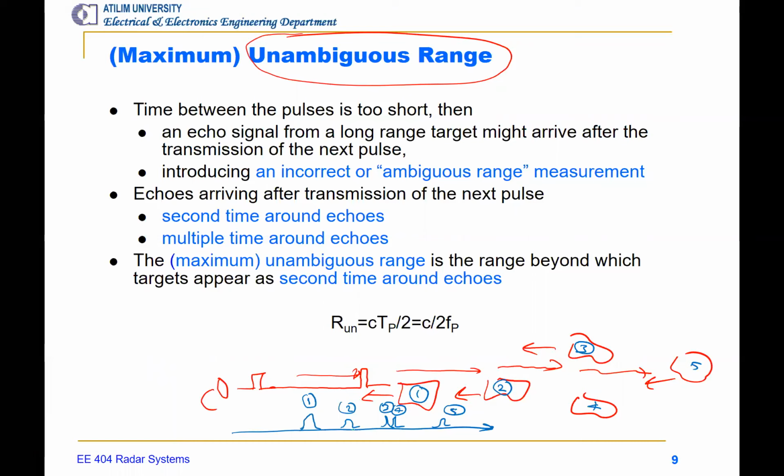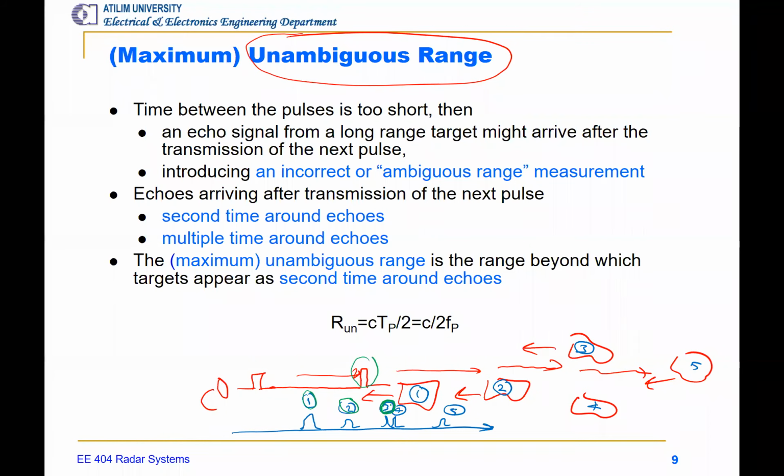What will happen? I will see this target and this target correctly, right? But when I receive an echo signal from the third target, I may think that this is an echo signal due to the second pulse. Okay? So there is an ambiguity. There may be an ambiguity.